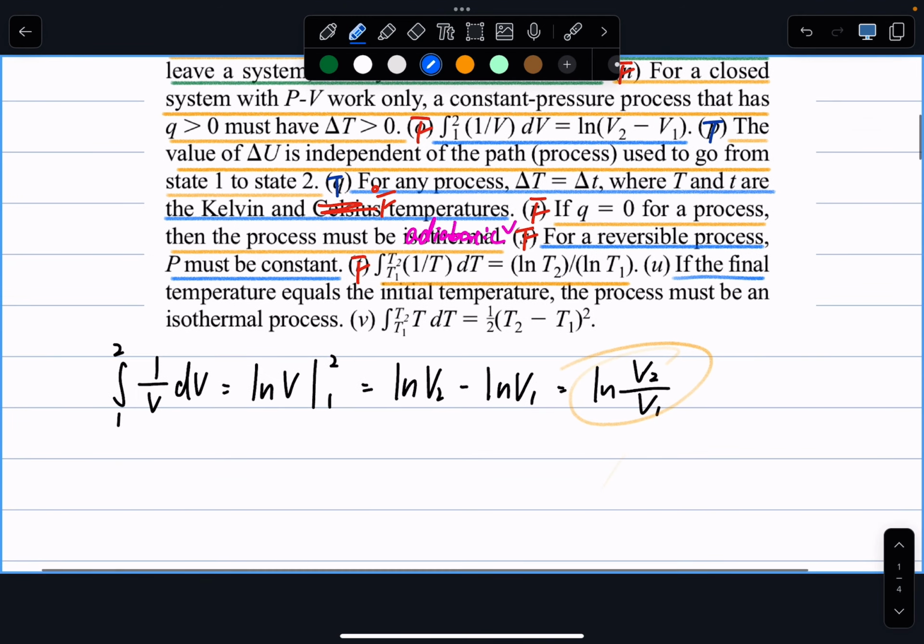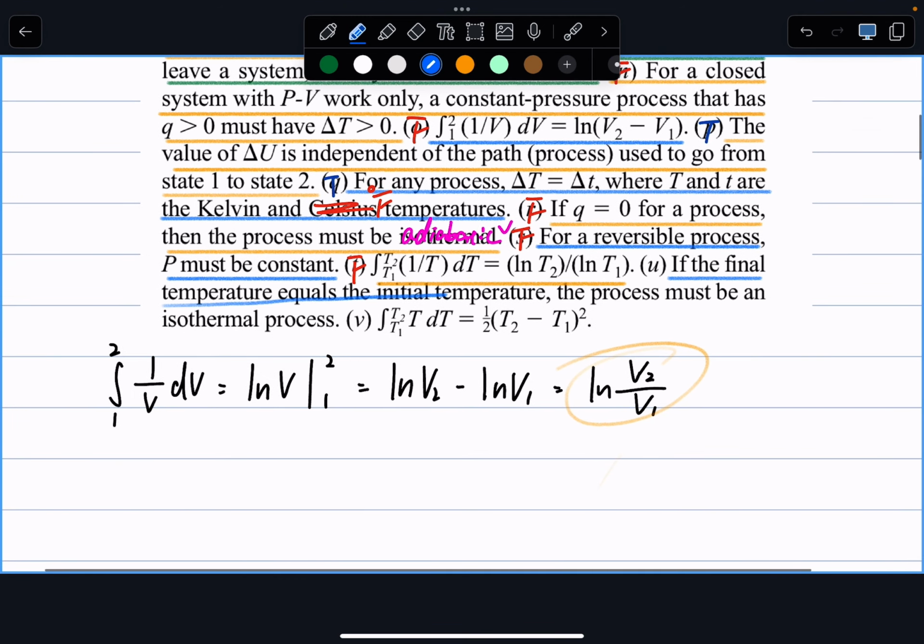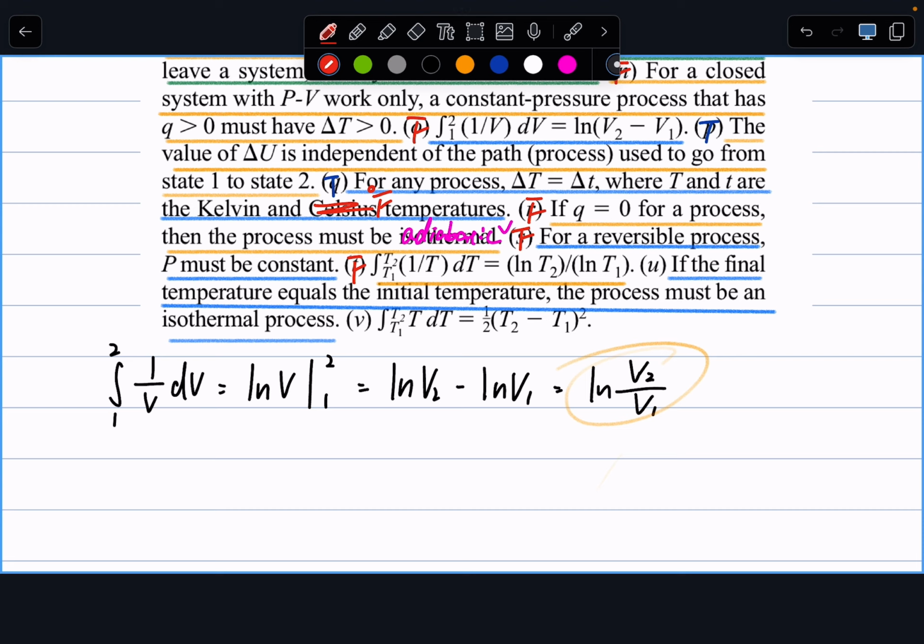Next one. If the final temperature equals the initial temperature, the process must be an isothermal process. That's the example we did there, right? Having delta T equals 0 doesn't define the path being an isothermal process.